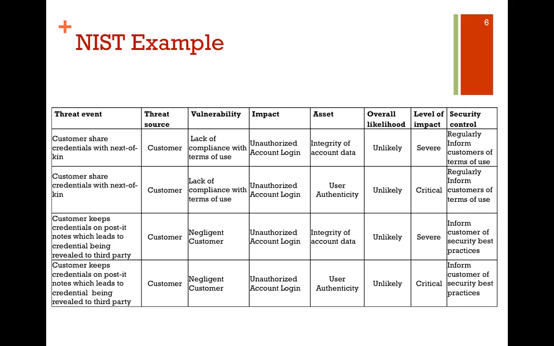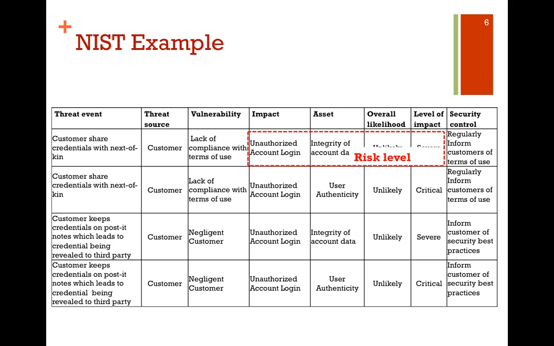The risk of the threat event is given by the likelihood that it occurs and the impact that it has on the asset integrity of account data and user authenticity. To reduce the risk, we need to mitigate the two attack scenarios. The first attack scenario, customer shares credential with next of kin, is mitigated by the security control regularly review customer terms of use. The second threat scenario is mitigated by the security control inform customers of security best practice.